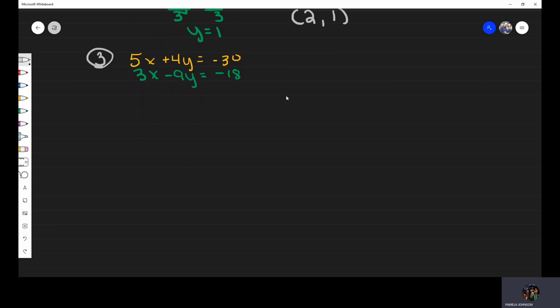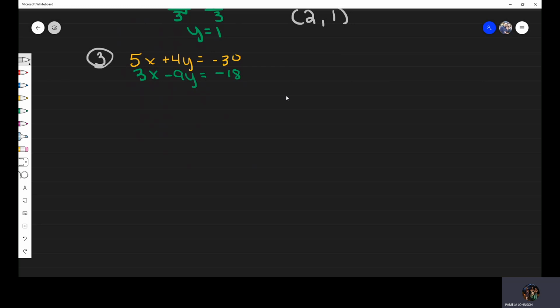For this one, you notice that we really can't multiply 5 to give me a 3. We can't multiply a 4 to give me a 9. And if we look the other way, we can't multiply 3 to give me 5. We can't multiply 9 to give me 4. So we're going to have to multiply both equations here.